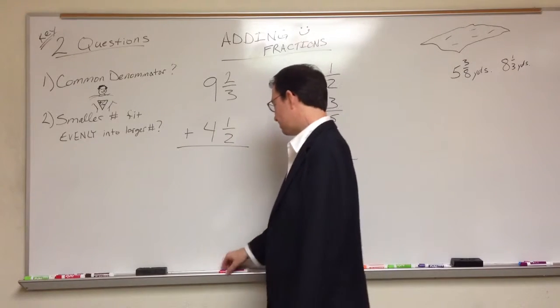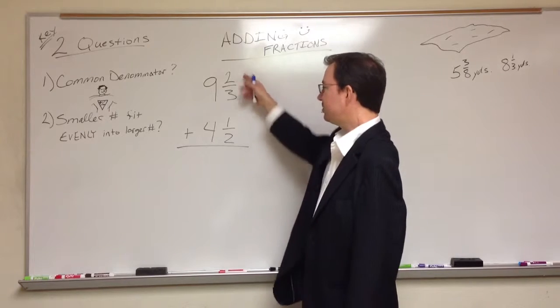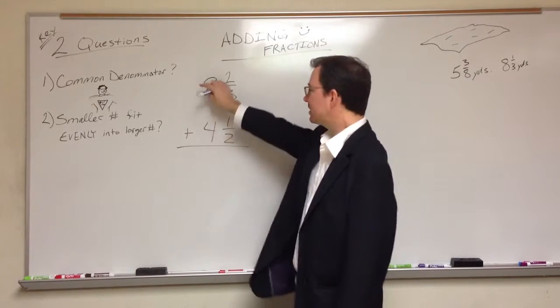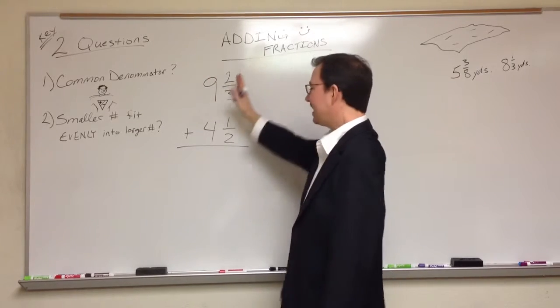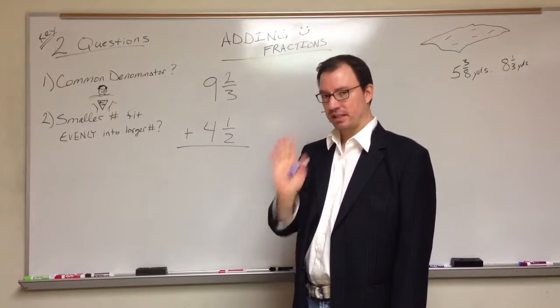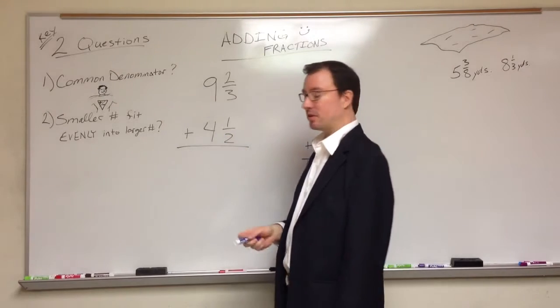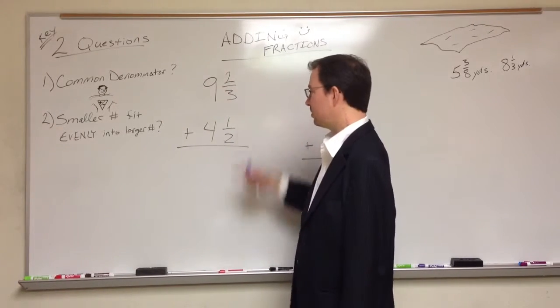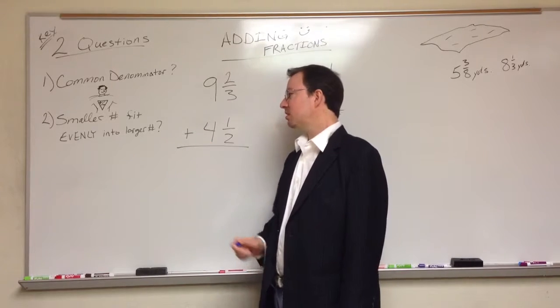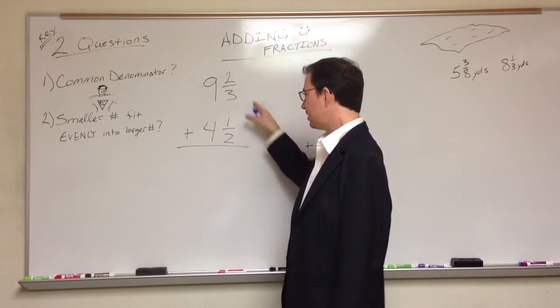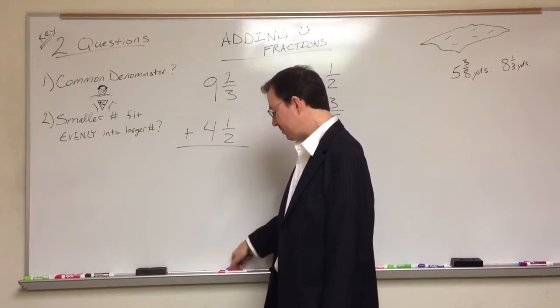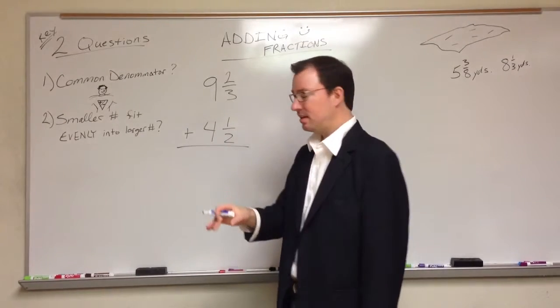So let's get started here. So we have 9 2/3 plus 4 1/2. Here's a side note. Some people like to do it horizontally. I like this way because I like it all right in front of me where I can see it going, and you'll see why as I work through it. So first question, is there a common denominator? No. Second question, will the smaller one fit evenly inside the larger one? No. So multiply. Now there's other ways to do that, but multiplying is the quickest way.